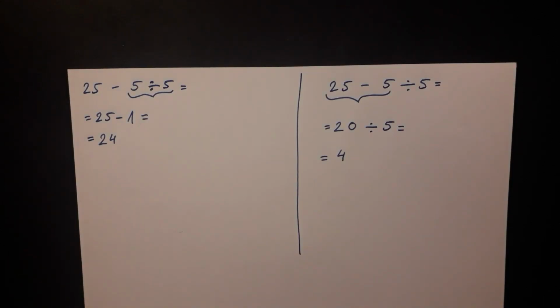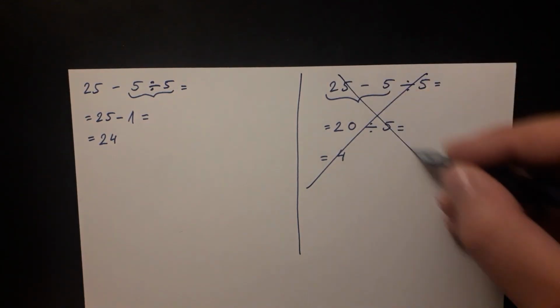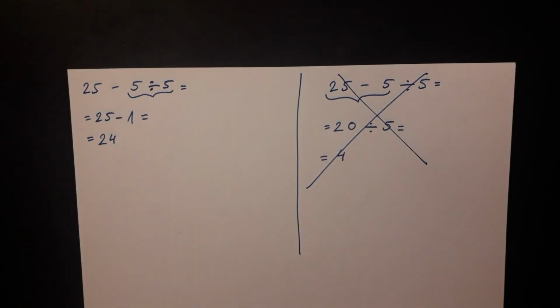Now remember that this is not the correct way of doing the calculations. Yes, we did get the result of 4, which we are looking for, but this is just wrong. Let me cross this out here as it is wrong. It's just incorrect, and I'm not going to allow this approach to even be taken into consideration.